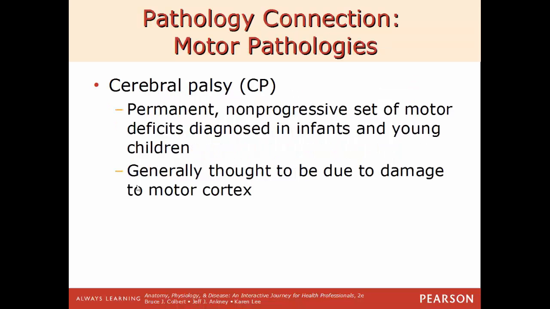All right, now we'll talk about another pathology connection, talk about some motor pathologies. The first one, cerebral palsy, or CP. It's a permanent, non-progressive set of motor deficits, usually diagnosed in infants and young children. It's generally thought to be due to damage in the motor cortex.